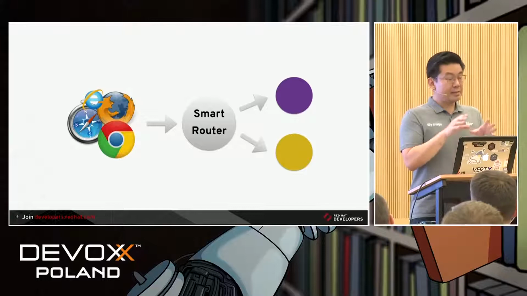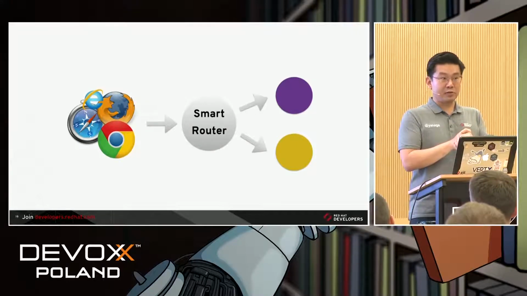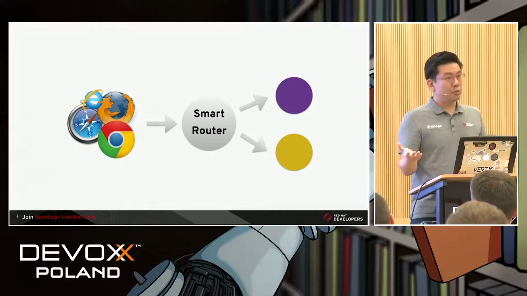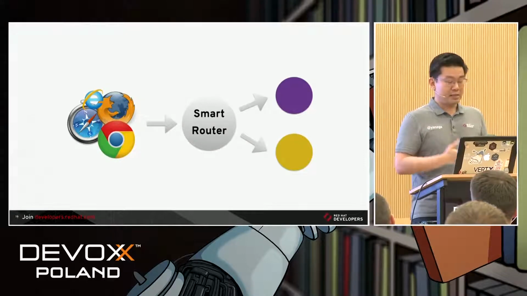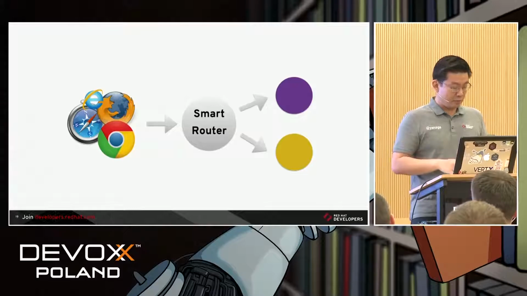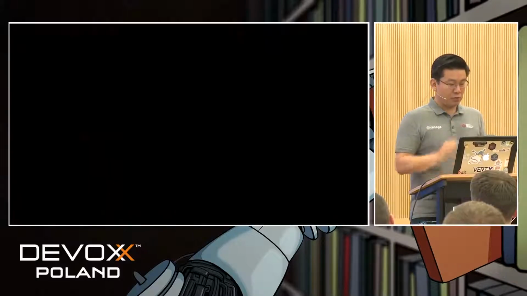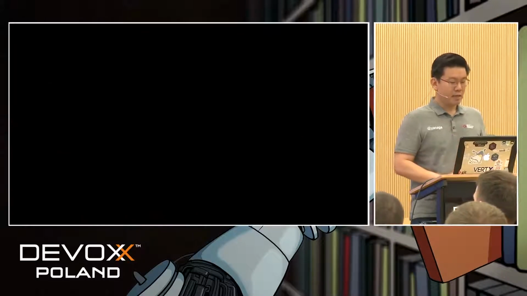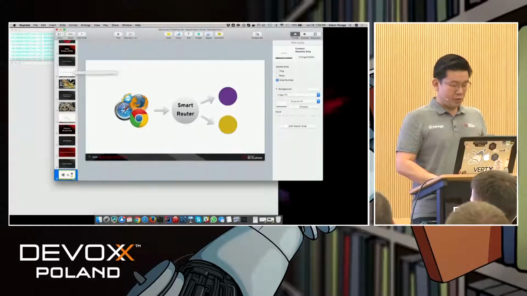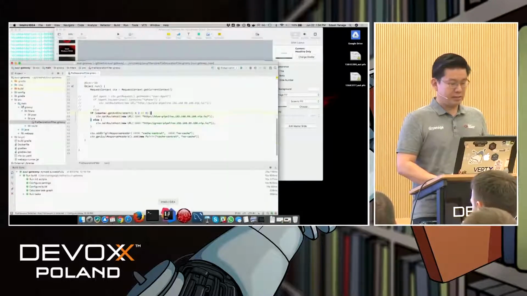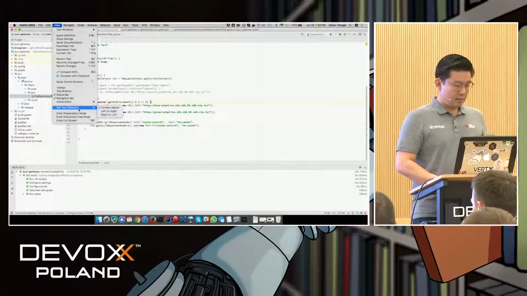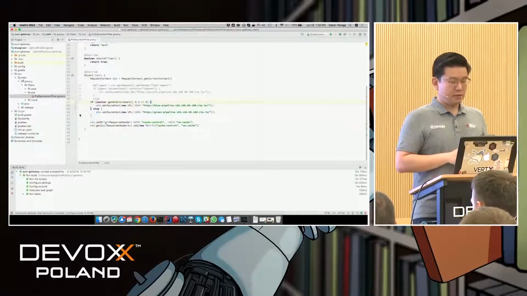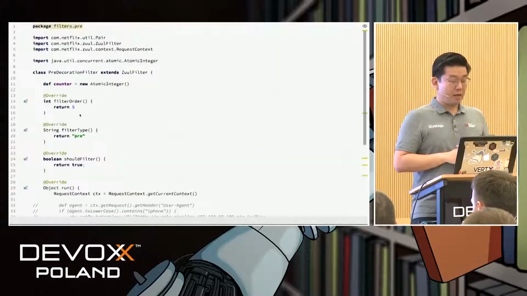Okay. And the most popular smart router that we have today is Zuul, which was created by Netflix. They just recently released Zuul 2 on their GitHub repo. And that's the demo that I want to show you right now. So let's try to mirror my screen. Yes. So here I have a presentation. How does Zuul work?